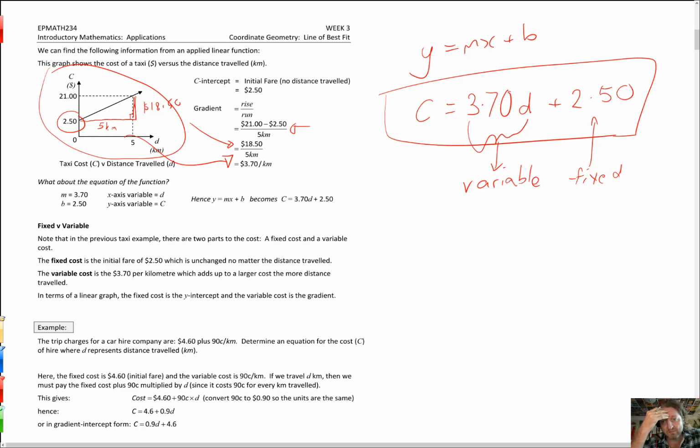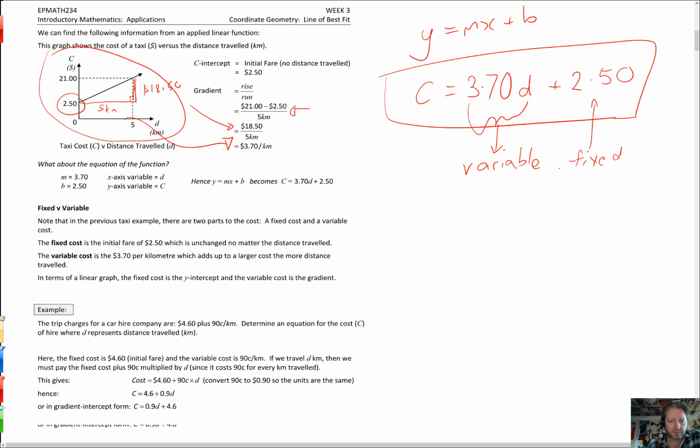That cost will vary. So, note the things down here, we've got the fixed versus variable, and all I'm doing there is locking in that the fixed cost is always the initial fare. The fixed cost is the y-intercept. You can lock it in. And the variable cost is always the gradient. It's the one that has to get multiplied by whatever the x-axis value is to find out, well, like in this case, how far did I travel? Well, I better times that by the cost per kilometre. Okay, let's go to this example down the bottom here.